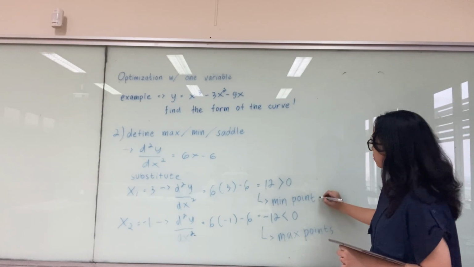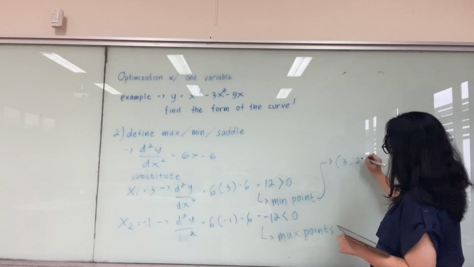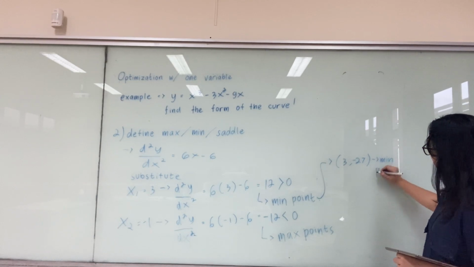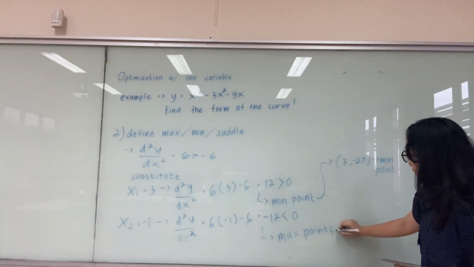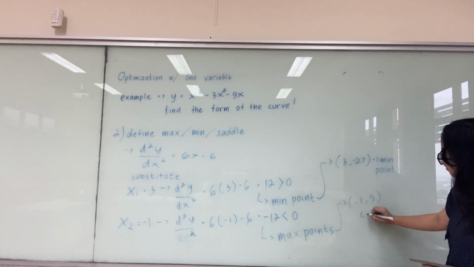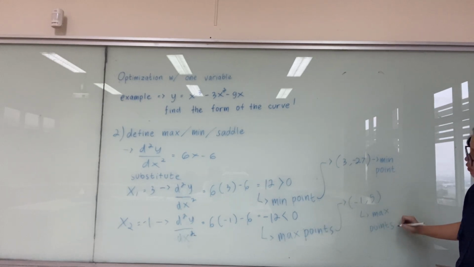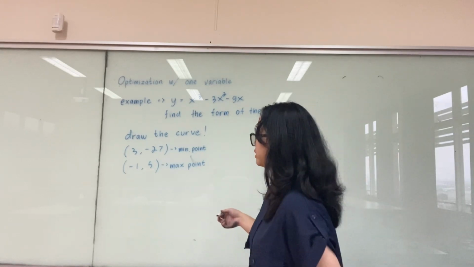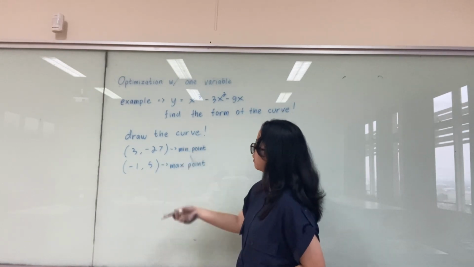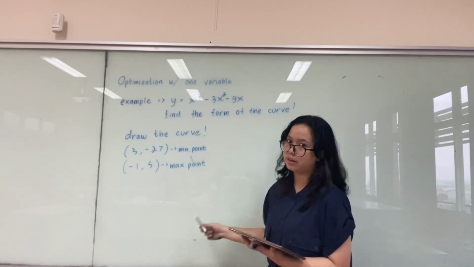So this one is to prove that this stationary point, 3 point minus 27, is a minimum point, and this stationary point, which is minus 1.5, is a maximum point. So now we are going to the last step, which is to draw the curve. From before, we get the result: 3 point minus 27 is the minimum point, and the second stationary point, minus 1.5, is the maximum point. Now we are going to draw the curve.